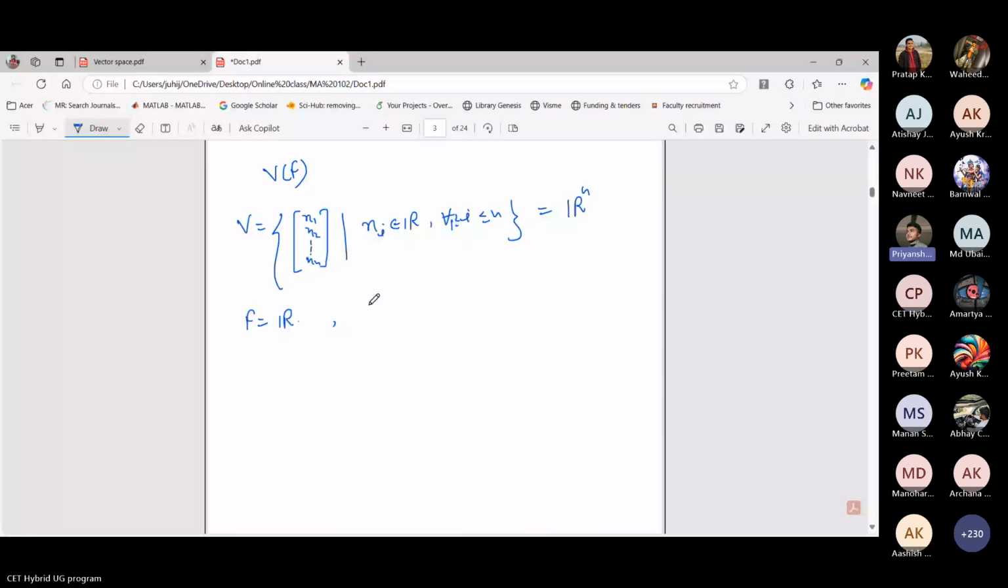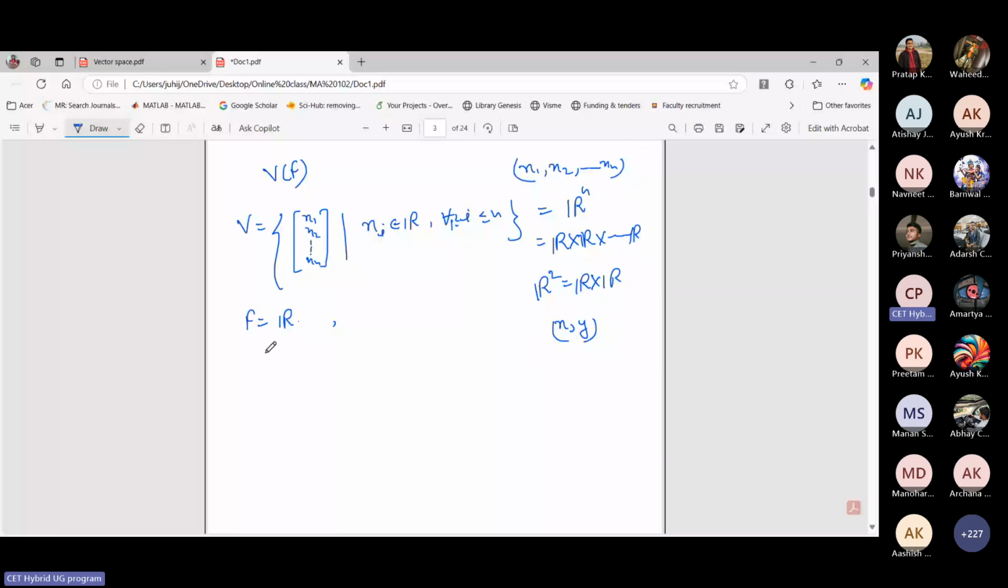Ma'am, is Rn just a notation or is it raised to the power R? R to the power n means R cross R cross R up to n times. Tuple. Like whenever we write R2, it denotes R cross R. What are the elements of this R2? Tuples of the form x comma y. Similarly, if we take some element in Rn, then it will be a tuple of x1 comma x2 comma xn. Okay, ma'am, got it.